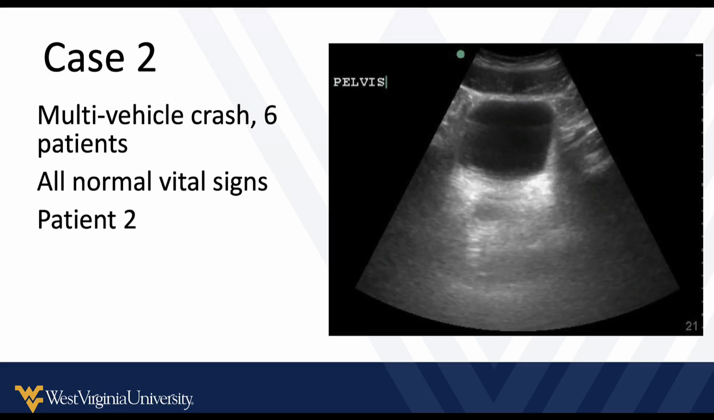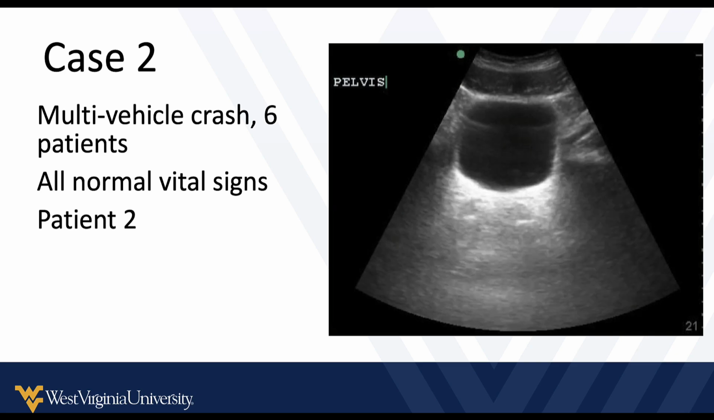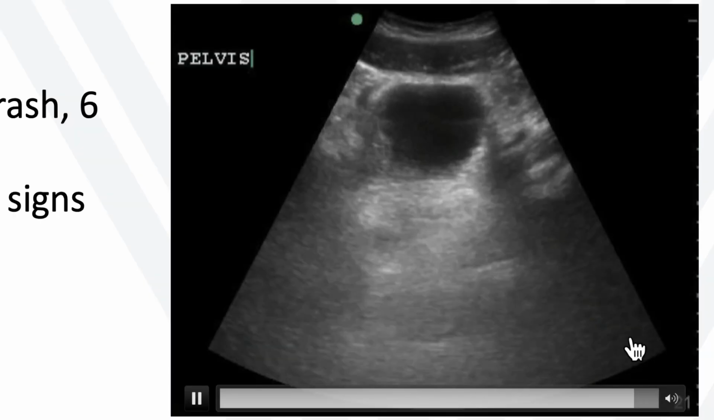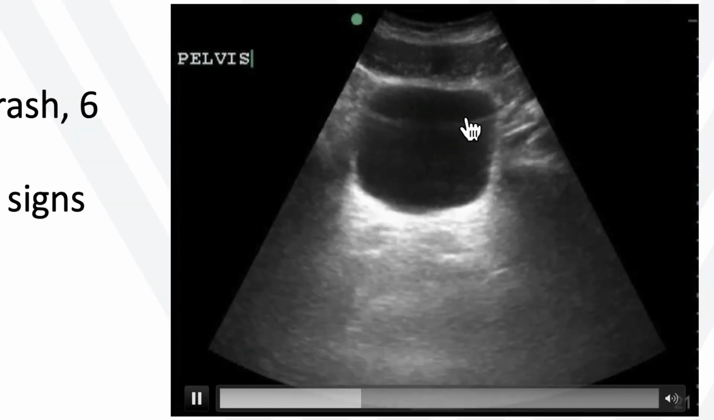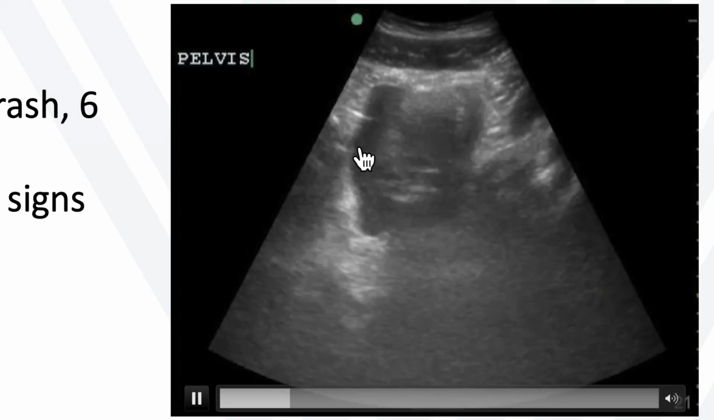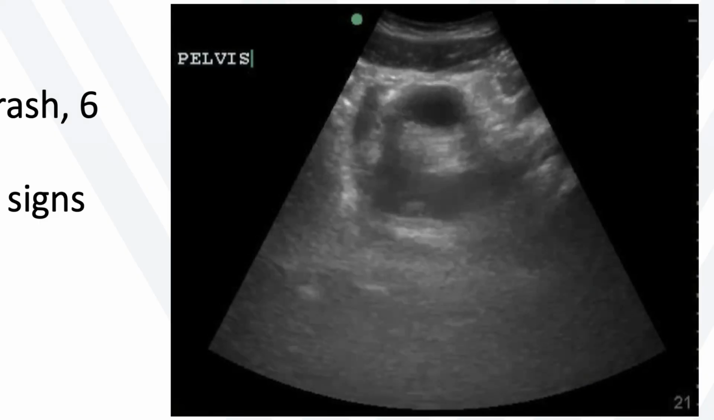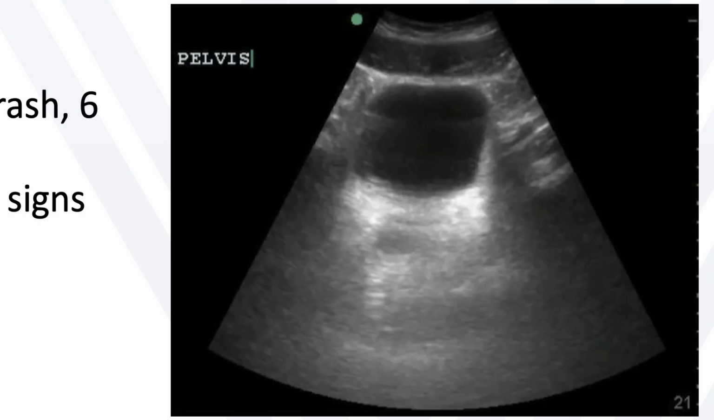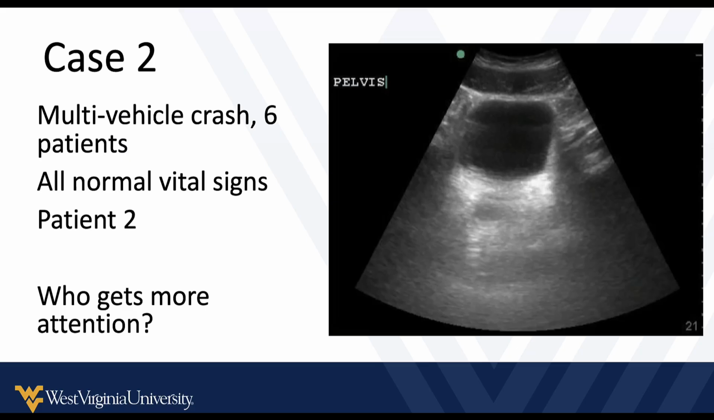Vital signs are normal. Here's a representative image from their FAST exam, and hopefully you notice the bladder and then fluid all around the bladder. So this patient has hemoperitoneum, but they're stable. So do they need an immediate exploratory laparotomy? Maybe not. But the question is, so we FAST all the rest of the patients and their FAST exams and their vital signs, they're all normal. So who gets the most attention? And that's the question you're faced with, and a question that point-of-care ultrasound can help you answer.